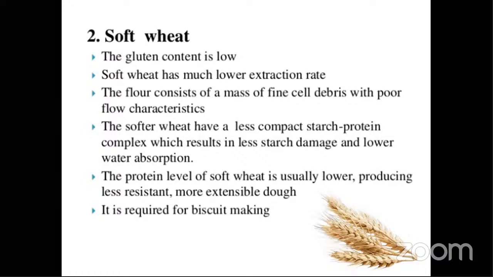Then comes the soft wheat. Unlike hard wheat, which contains high gluten content, soft wheat has low gluten content. Low gluten content means their protein content is around 7, 8, 9%. So these have a lower extraction rate. And when you take the flour of hard wheat and soft wheat, you can see the difference, because soft wheat flour is fluffy in nature as compared to the hard wheat.